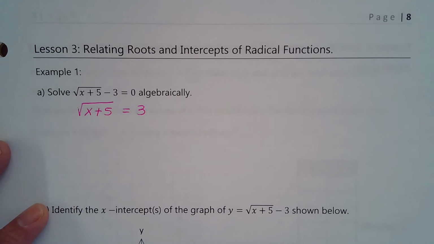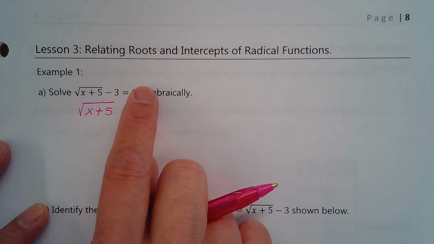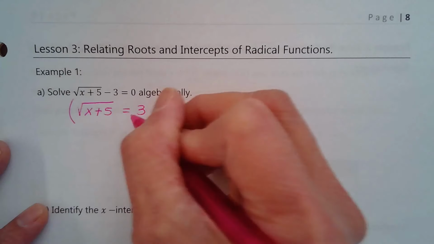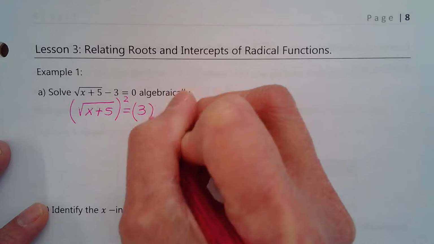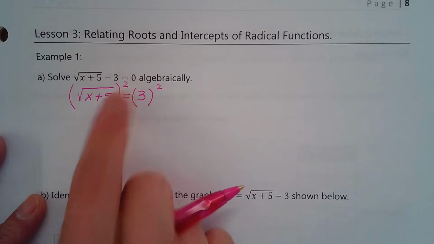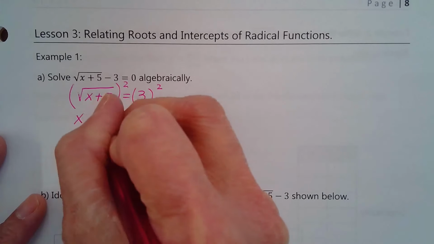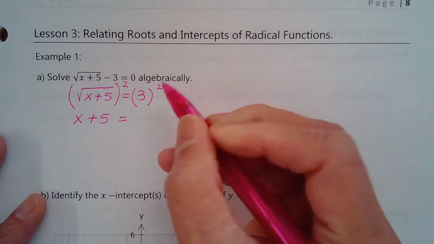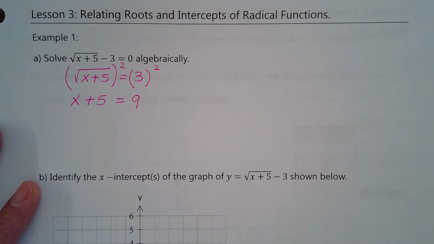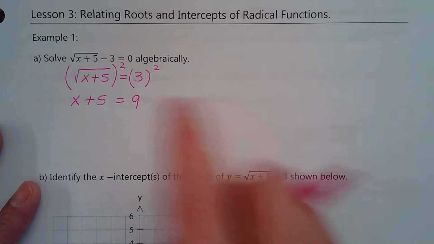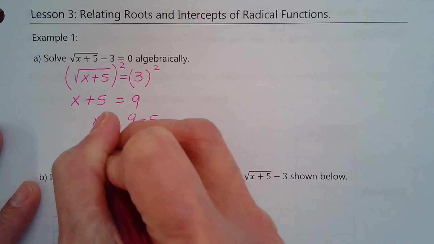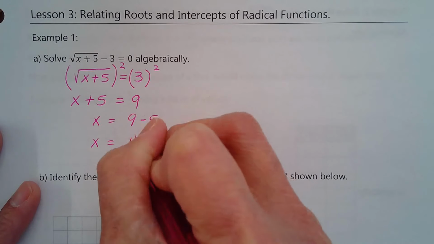And then the next part you said was get rid of the radical. Well, how do we get the square root out? Square each side. So we're going to square, and that gets rid of the radical. So it's going to be x plus 5 equals 3 squared, which is 9. Okay, now what's next? Bring the 5 to the other side. So x equals 9 minus 5. So x equals 4.